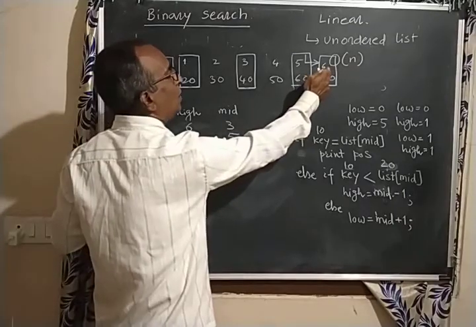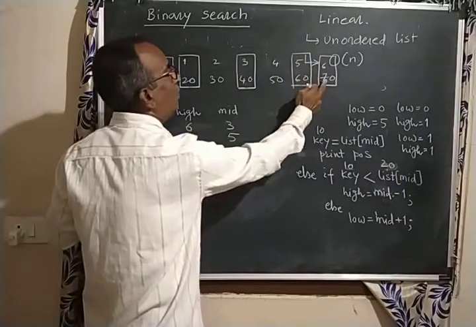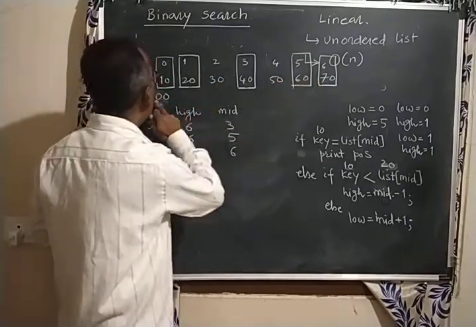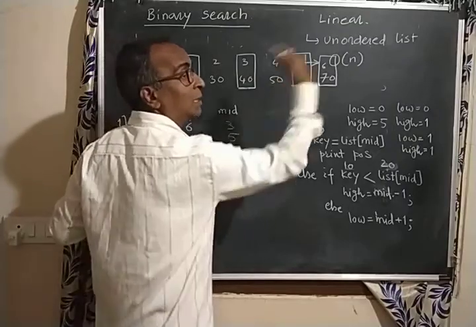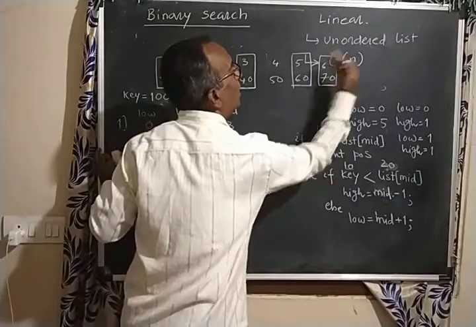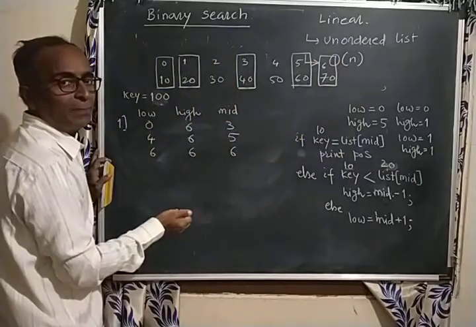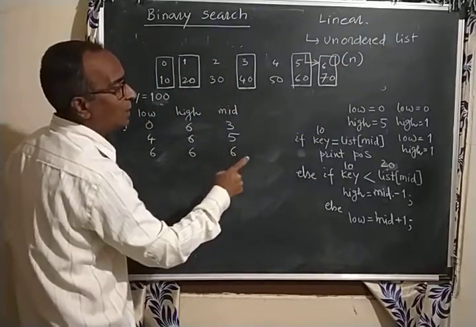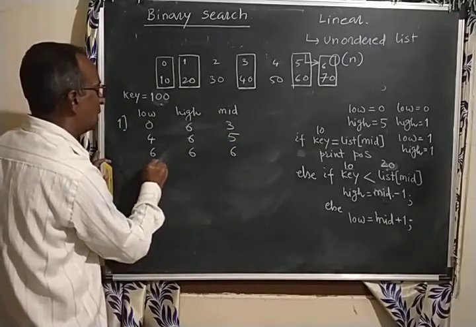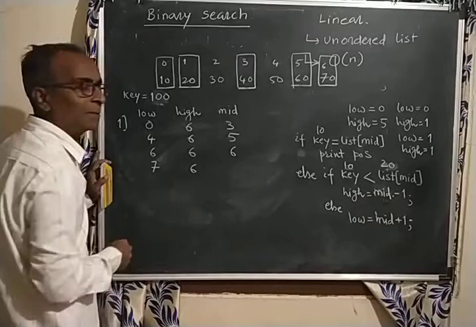Now this is current mid, element is compared. Where it lies now? 100 is greater, so it may lie after the list, right hand side of this mid element. So low is changed. When low is changed, low is mid plus 1. Low will be mid plus 1. Mid is 6, so low is 7 and high is 6.